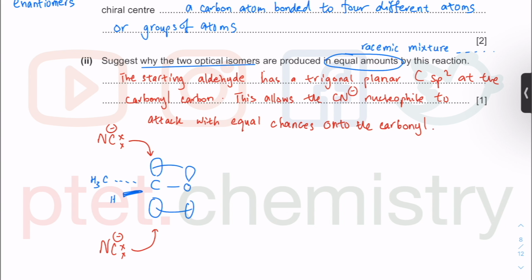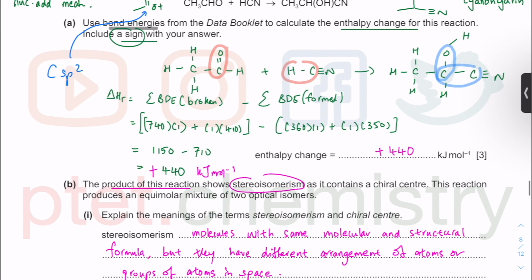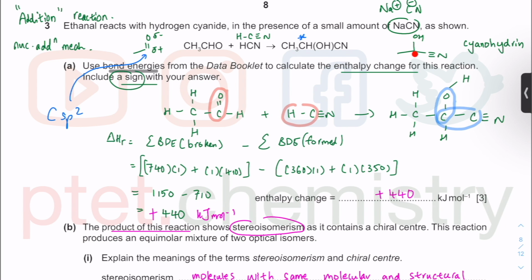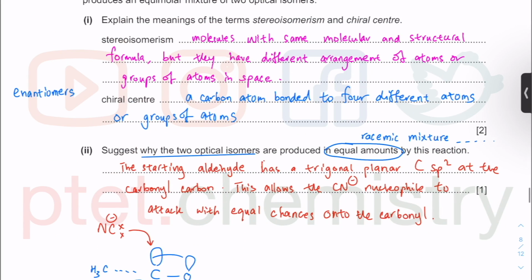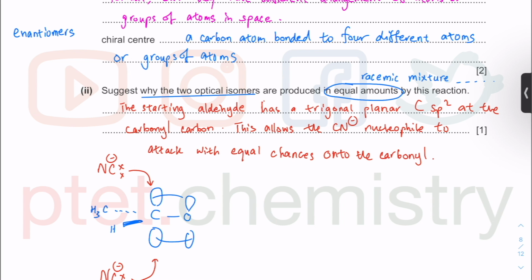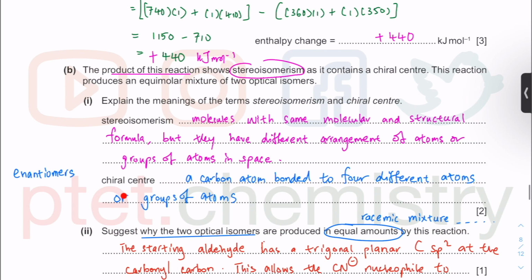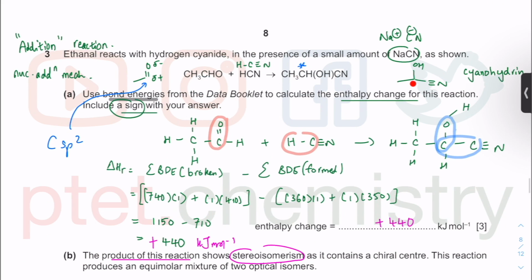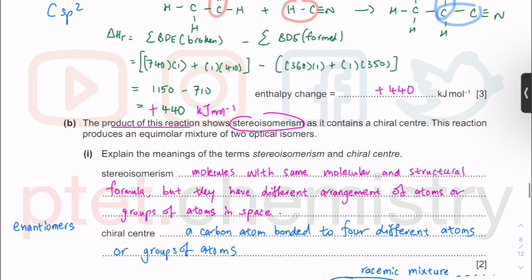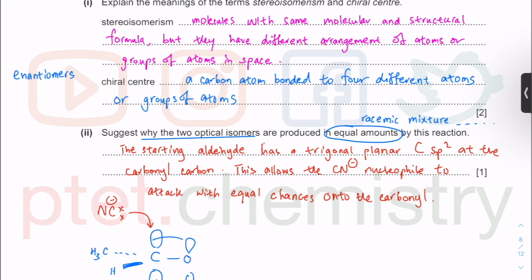So even though you get an optical isomer, they are called optical isomers because they have optical activity. They will rotate plane polarized light, but because you get a racemic mixture where you have equal chances of the nucleophile attacking, you get equal amounts of the enantiomers, the mirror images, so they will rotate plane polarized light in opposite directions. Even though you have a chiral center, even though you get optical isomers, you have a racemic mixture where they rotate plane polarized light in opposite directions. Racemic is actually a word in the optical isomerism topic in AS chemistry.